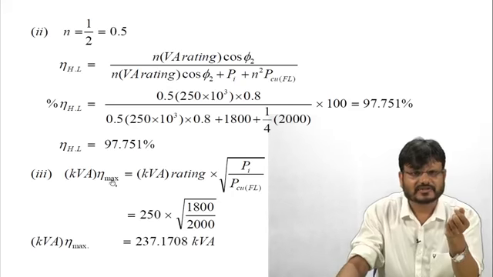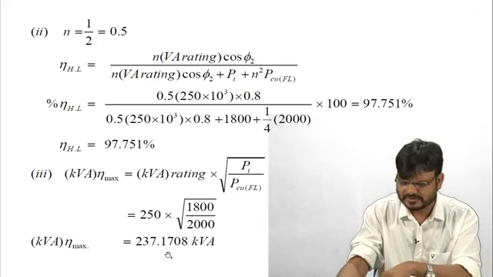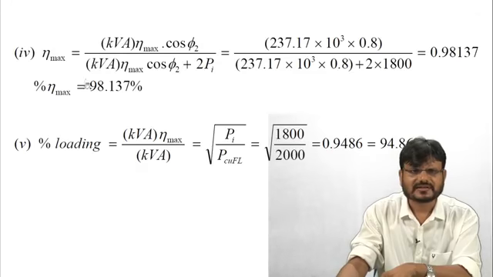Here you can find out the kVA at maximum efficiency. So what is the condition here? Just put the formula. So the kVA rating at maximum efficiency is equal to this, 237.1708 kVA. And now you have to calculate the maximum efficiency.